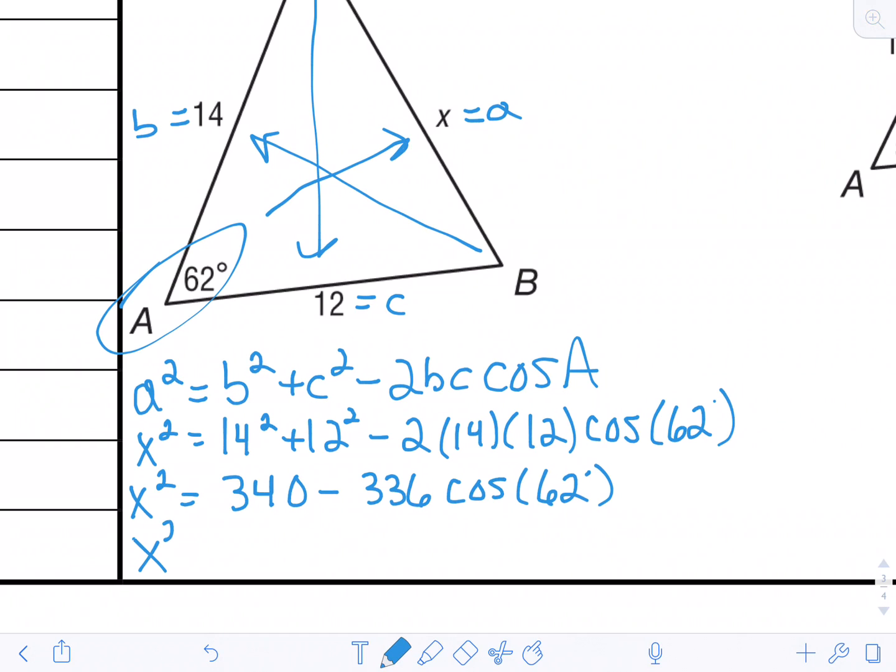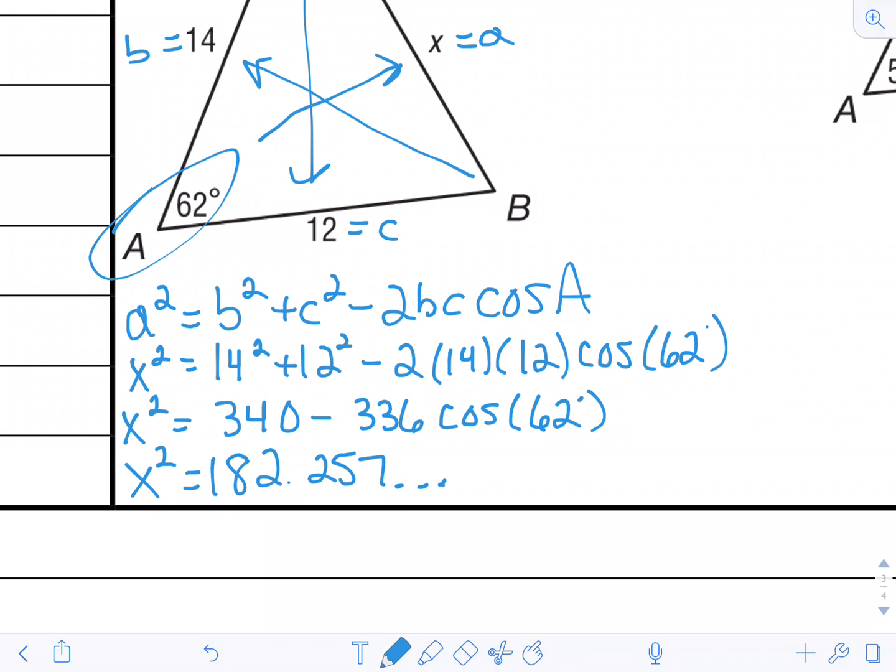Okay, so I'm going to type all this into my calculator. 340 minus 336 cosine of 62 degrees. You'll get 182.257 and a lot of other numbers, okay? Don't round here. You don't want to round until the very end. Now we're going to take the square root of both sides. So hit second square root, second answer. When you hit enter, you get 13.500, rounding to the nearest tenth, so that's 13.5. There are no units on my triangle, so my answer will have no units.